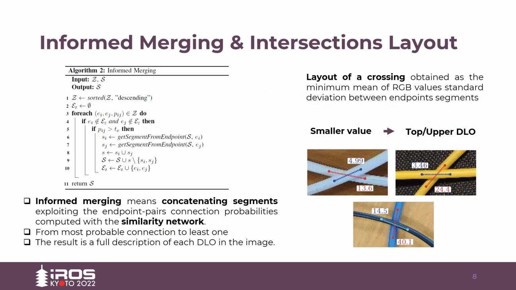Exploiting the endpoint pairs predictions, it is possible to concatenate the associated segments, reconstructing the full description of each DLO. The concatenation is performed sorting the connection probabilities in descending order, thus prioritizing the best matches. Once the single DLO are obtained, their relative ordering or layout at the crossing is estimated from the RGB image. In particular, the mean standard deviation of the RGB values along the line connecting the merged segments is computed. The DLO with the smaller estimate is placed at the top.